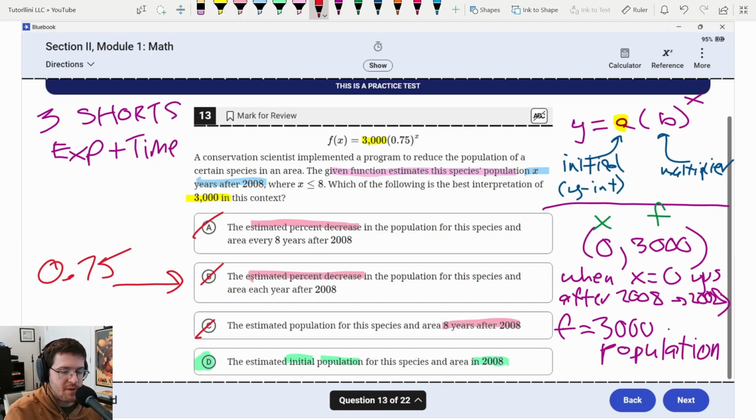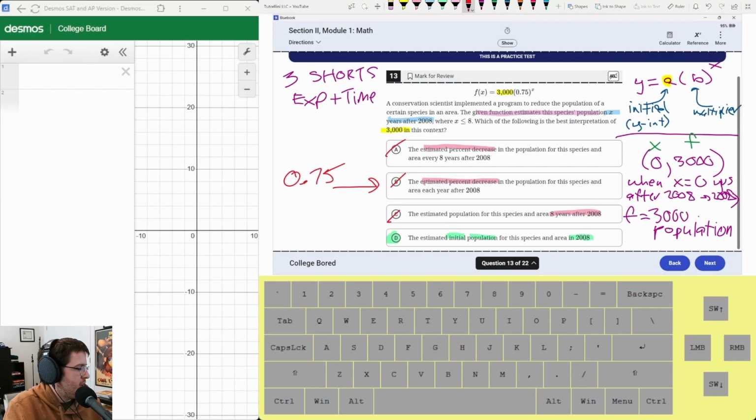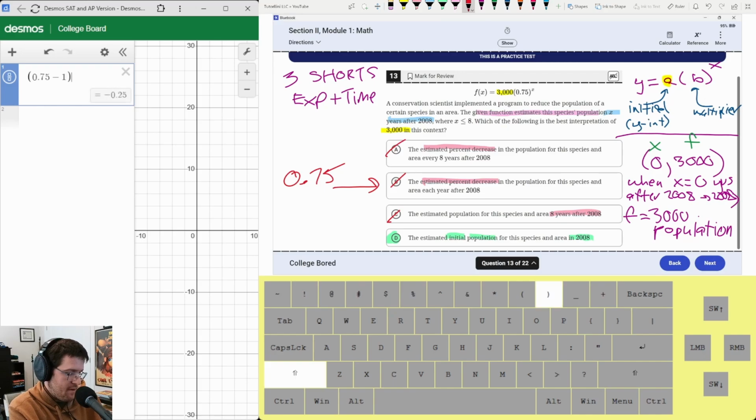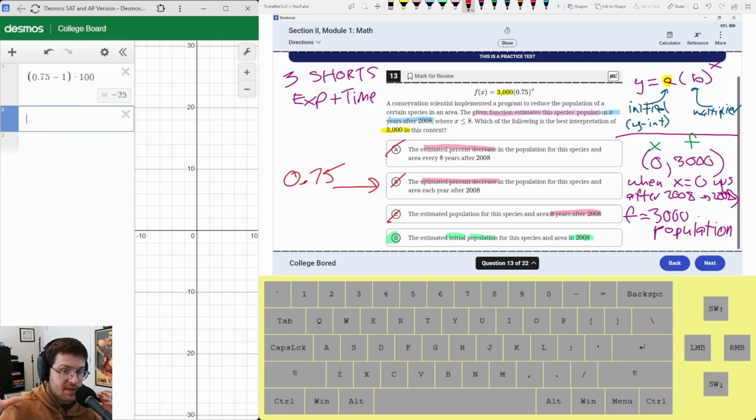I go over this in my percents video. If you have a percent multiplier and then you take away 1 and then multiply it by 100, you can figure out the percent change. So basically the 0.75 is saying that the population is decreasing by 25% each year. That's what the negative 25 means. It's a 25% decrease. So B maybe would have been right if the question asked you about 0.75, but it wasn't. It was asking you about the 3,000, so it's got to be D.